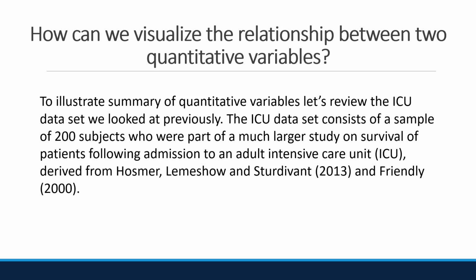Let's review the ICU data set we looked at previously. The ICU data set consists of a sample of 200 subjects who are part of a much larger study on survival of patients following admission to an adult ICU unit, derived from the Hosmer, Lemeshow, and Sturdivant and Friendly papers. From this data set, the cases are each of the subjects. The data set includes 20 variables, the majority are categorical. Below are the quantitative variables in the data set: age, systolic blood pressure, and heart rate. We are going to focus on the variables age and systolic blood pressure.